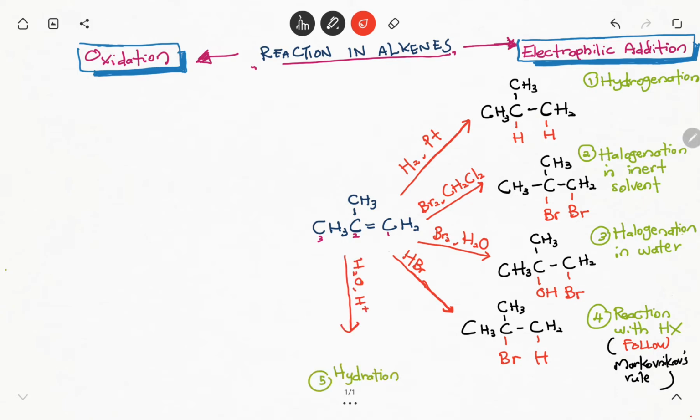Reaction number 5 is hydration, where the reaction is between alkenes and H2O in the presence of an acid catalyst. In this acid-catalyzed hydration, we still follow Markovnikov's rule, where the hydrogen atom is added to carbon number 1 and the hydroxyl group is added to carbon number 2. So we actually add the hydrogen atom to the carbon of the double bond with more hydrogen atoms.